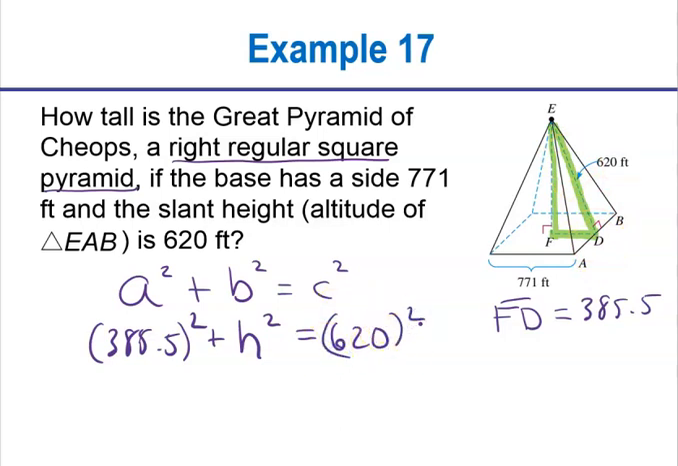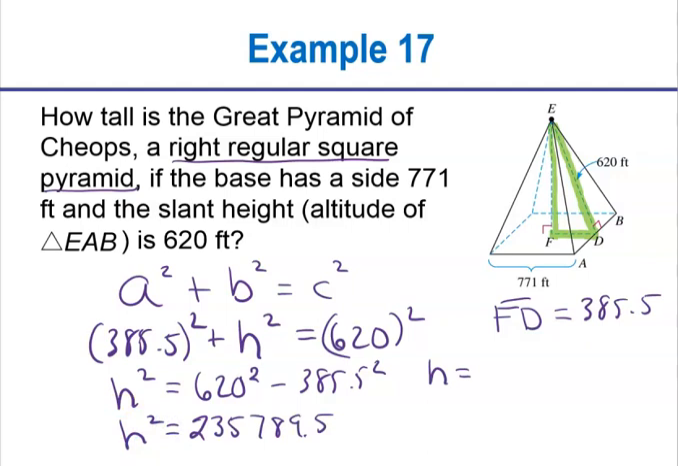And so when I calculate this, when I get the H squared by itself, what I'm really going to be typing in my calculator is H squared is equal to 620 squared minus 385.5 squared. And that's going to give me 235,789.5. And then I want to take the square root of that value.